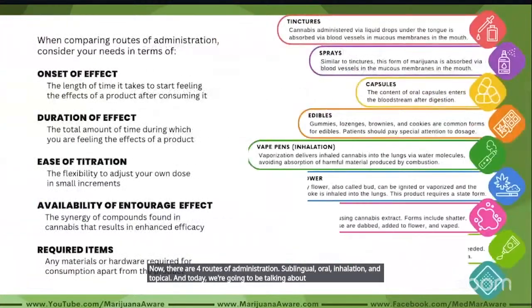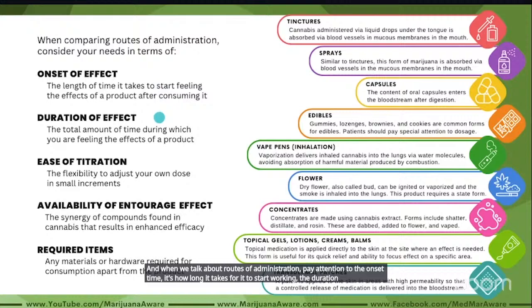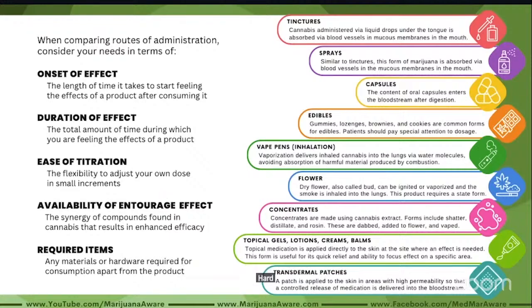When we talk about routes of administration, pay attention to the onset time, how long it takes for it to start working, the duration time, how long it does work, how easy it is to titrate, how easy it is to use, and the availability of the entourage effect. The entourage effect is where cannabis products, CBD, and THC work together to enhance their medical efficacy. Also pay attention to whatever required material is needed, hardware, as well as some other supporting material.